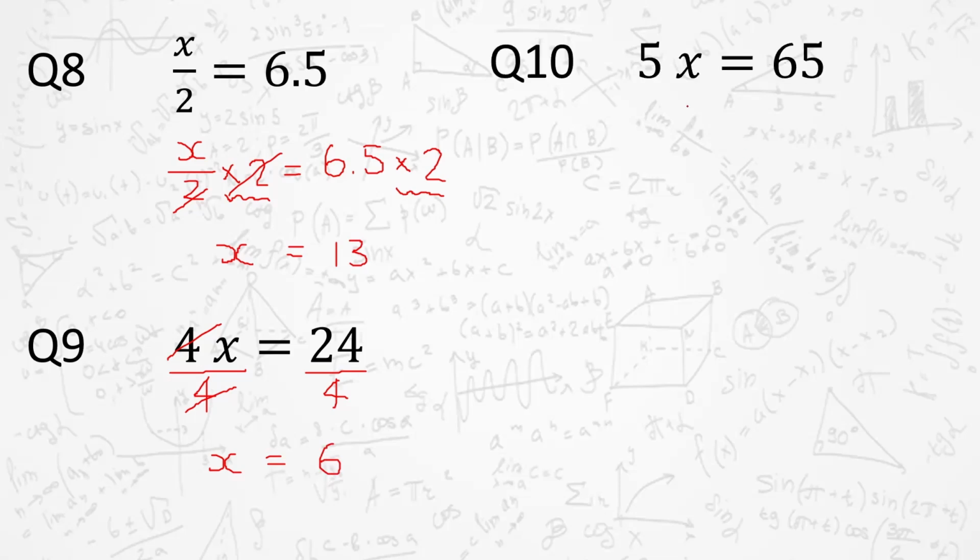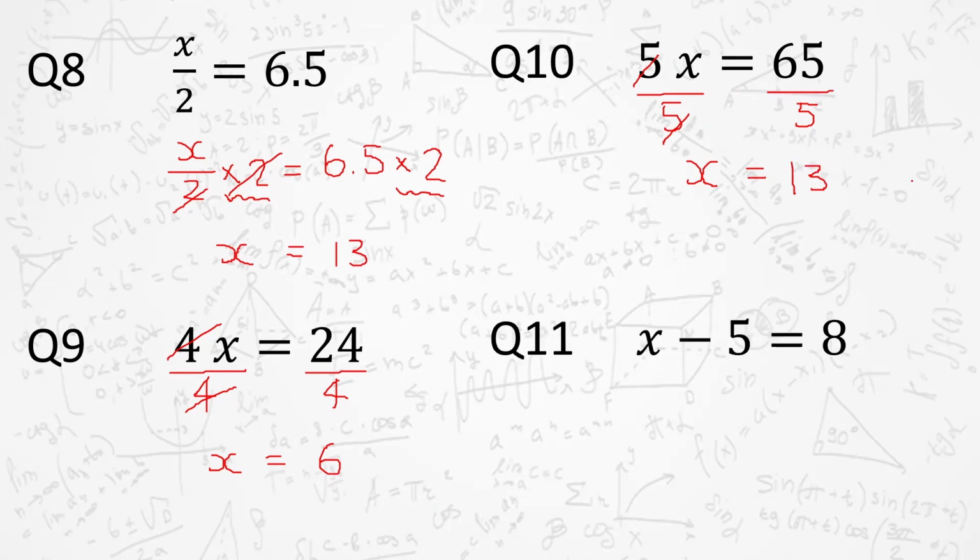Next question. Similarly, we have 5x equals 65. Get rid of the 5 by dividing by 5 on both sides. So x equals 65 over 5, which gives us 13.